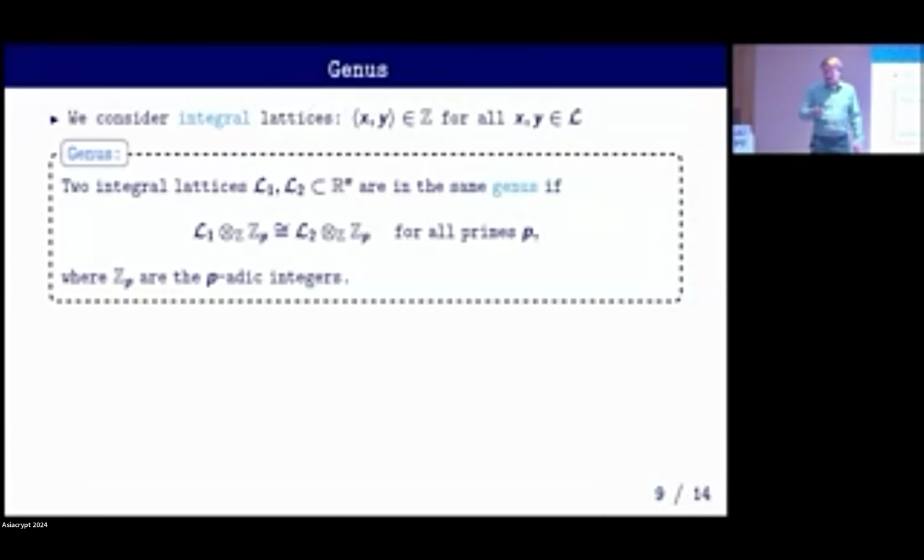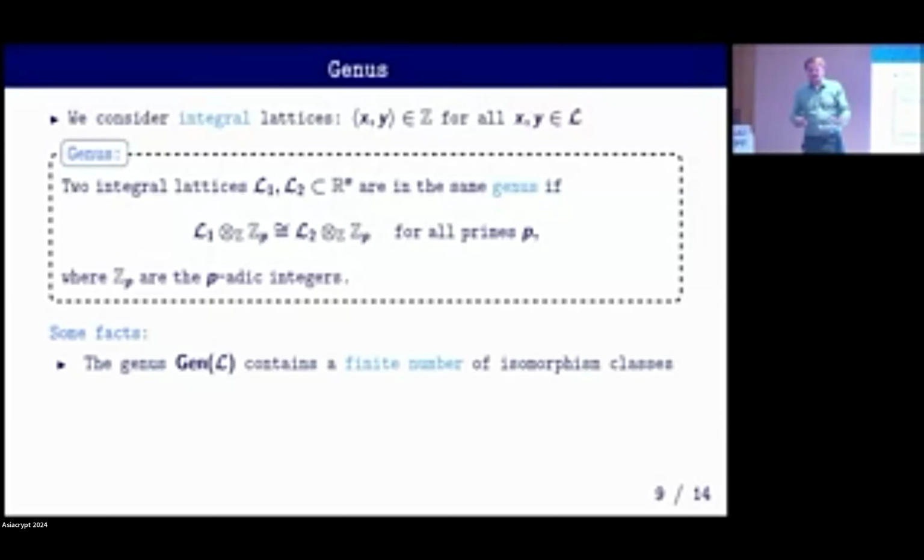For this, there's a small technical note that we only consider integral lattices, those where all the inner products between pairwise lattice points are integers. And then we can define the genus of a lattice: two lattices are in the same genus if and only if they are equivalent over the p-adic integers for all primes p. In the last talk of this session, we'll go way more into the genus, so I won't go into more detail about this precise definition for now.